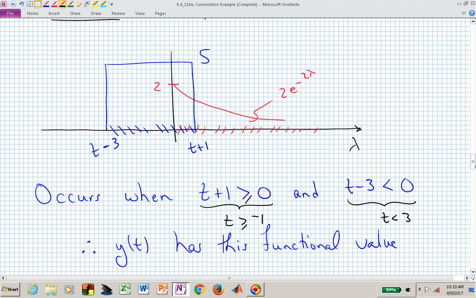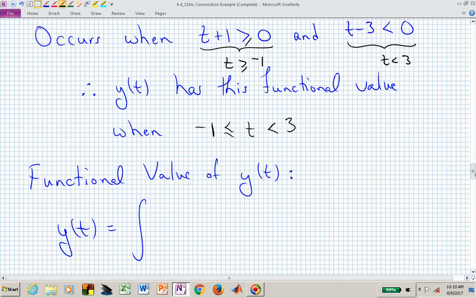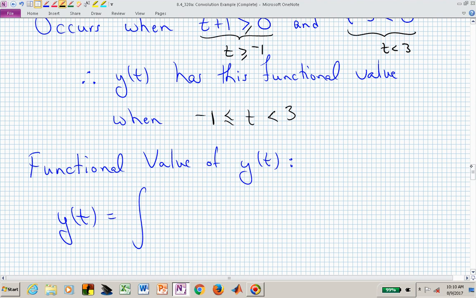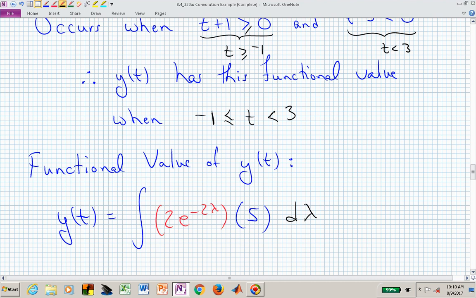What we need to do now is try to compute the functional value of y of t. What is y of t actually going to equal? In this case, we have the integral of h. Let me try to color code this again. H is now 2e to the minus 2 lambda, and that's times x of t minus lambda. Well, the functional value of x of t minus lambda in this picture is just 5, and now we need to integrate that with respect to lambda. But now what are we going to integrate?